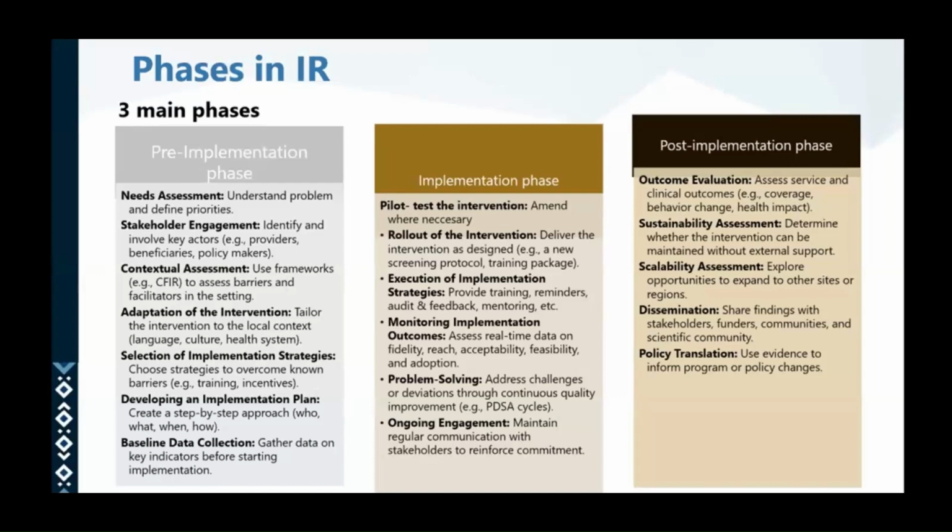Then the second point is for you to be able to engage your stakeholders. Just like in the first lesson, we saw how to identify our stakeholders and the different points at which we have to engage them, depending on their interests and what they have to offer. Also, you have to use frameworks to assess barriers and facilitators. That's a contextual assessment. Also, you should be able to adapt or tailor your intervention to suit your local context.